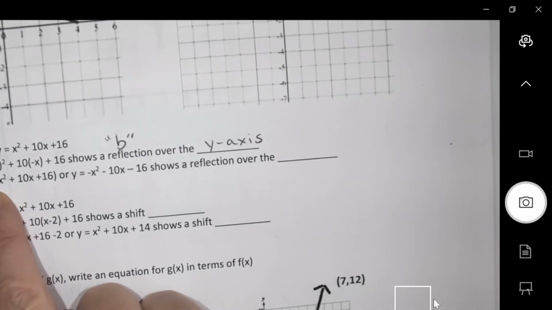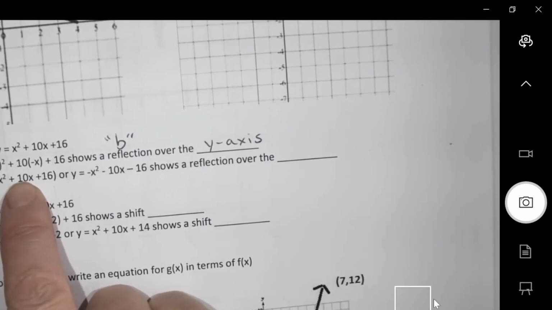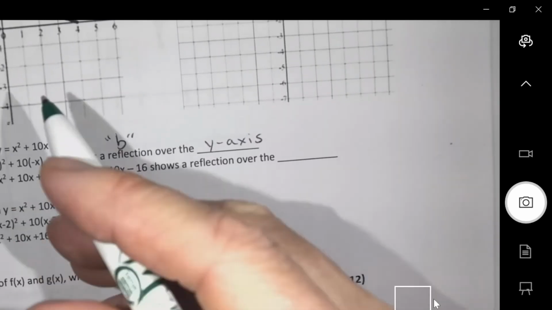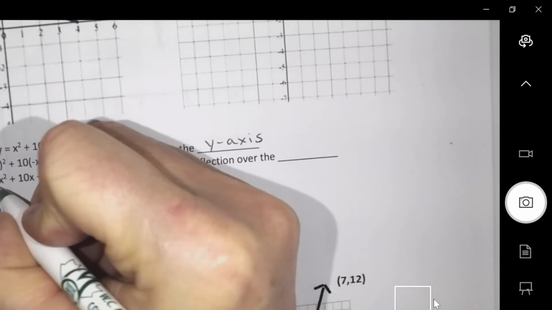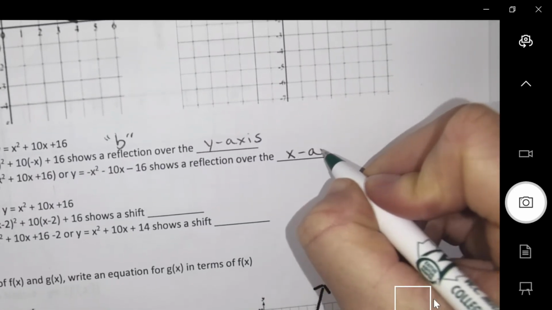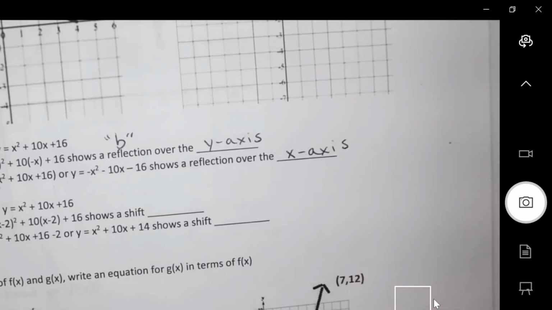Then here, do you see what I did in notation? I negated the entire function. So if you negate in the front of the function, then it's A, which would reflect over the x-axis.